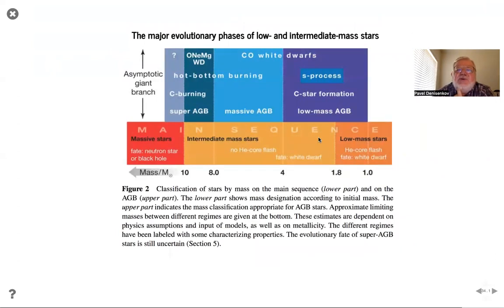Okay, so this slide summarizes what I've just said: the final products of the evolution of stars with different initial masses. You can have a look at this slide and read the caption, but it actually summarizes what I've just said. Okay. The major evolutionary phases of low and intermediate mass stars.